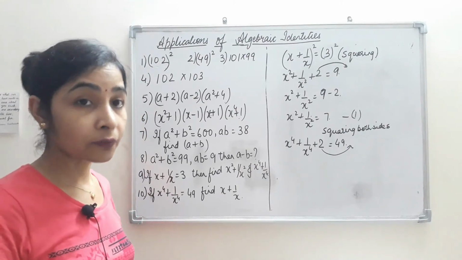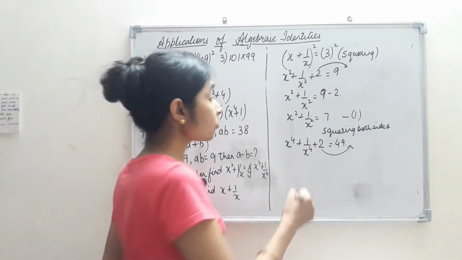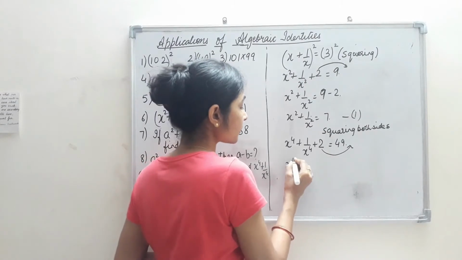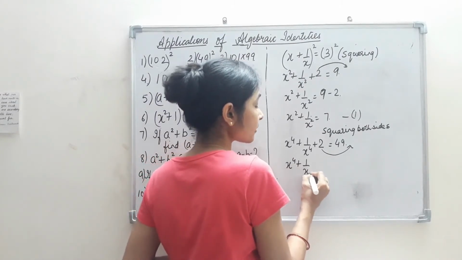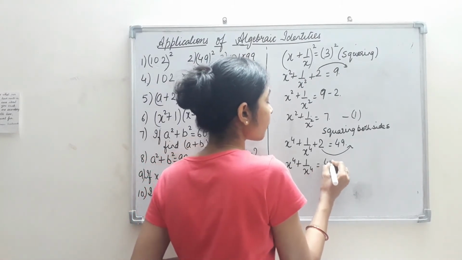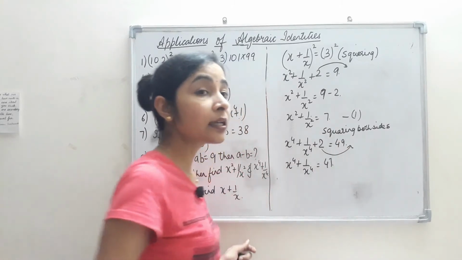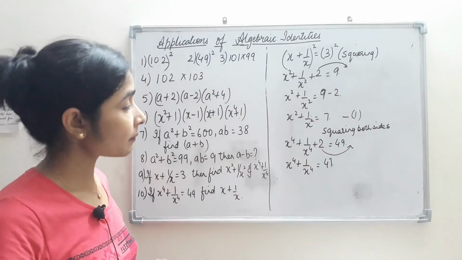the power 4. So here this 2 will go on the other side, and we get x raised to the power 4 plus 1 upon x raised to the power 4 is equal to 47. This goes on the other side and we just subtract it.